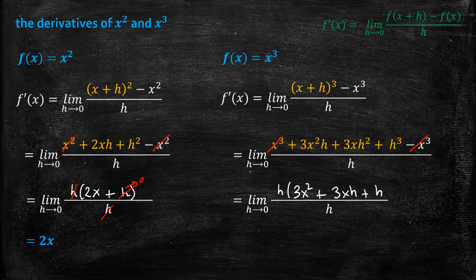I'm left with h squared here. Cancel the h. Once again, it's safe now to plug in h equals 0. That will send this to 0 and this to 0. And we get left with the derivative of x cubed is 3x squared. So we're sailing along. So let's do one more example, the derivative of x to the 4th.